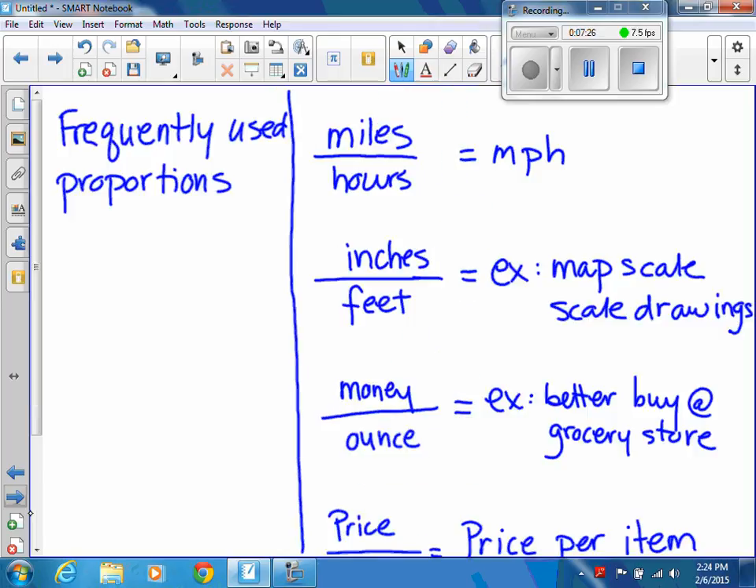Okay, one of the things we do need to kind of know is some of our frequently used proportions. By the way, do make sure that you're taking notes on this, because you're going to have to make sure you understand all this for next class.